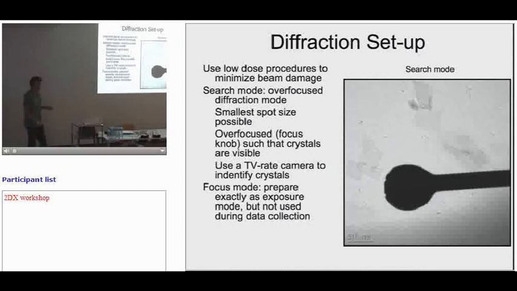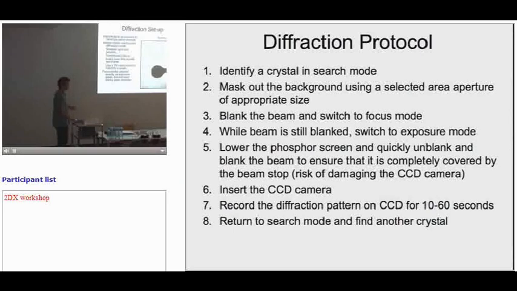Once you've aligned your microscope for diffraction, you then can align search mode. So again, this is what crystals look like in defocused diffraction. You can see they're pretty blurry, but you can find them quite easily. You mask them with your selected area aperture. We set up the search mode exactly as Janet described. Focus mode is set up to be identical to exposure mode, but you don't ever use it during data collection. You just switch from search to exposure and back and forth. You skip focus because you don't need to focus on every crystal.